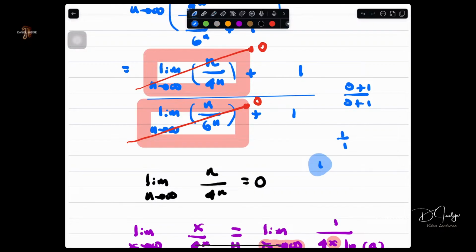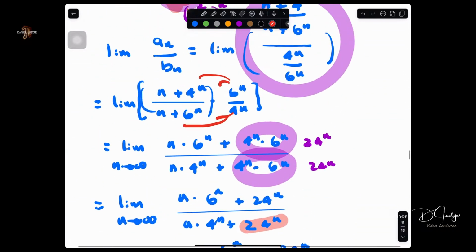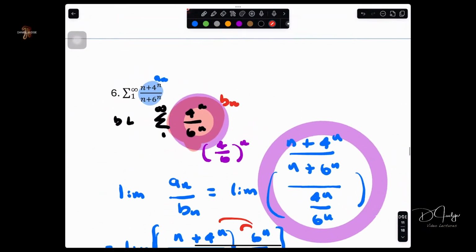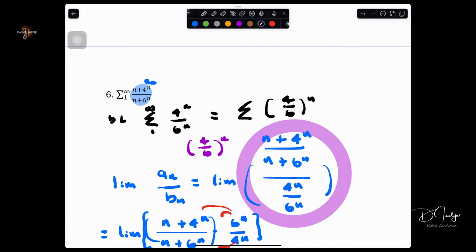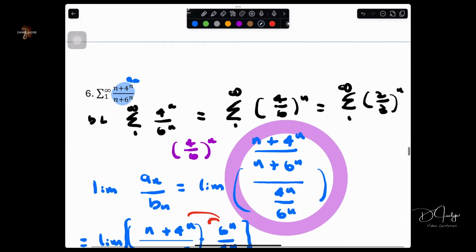There's your c, and c is a positive number. So what this is saying is that both of these series converge or diverge. Now, let's take a closer look at what this series actually is. Because we actually notated that this is 4 over 6 to the nth power, which is actually 2/3 to the nth power from 1 to infinity. We're out of space here.